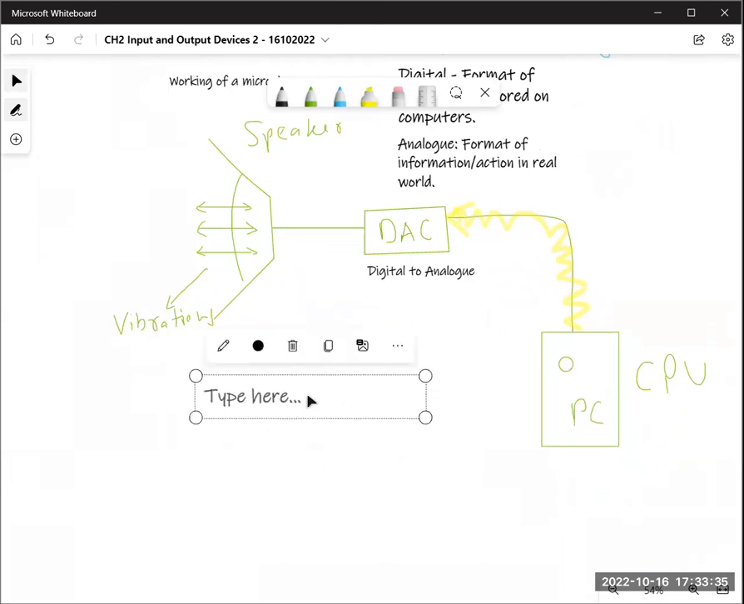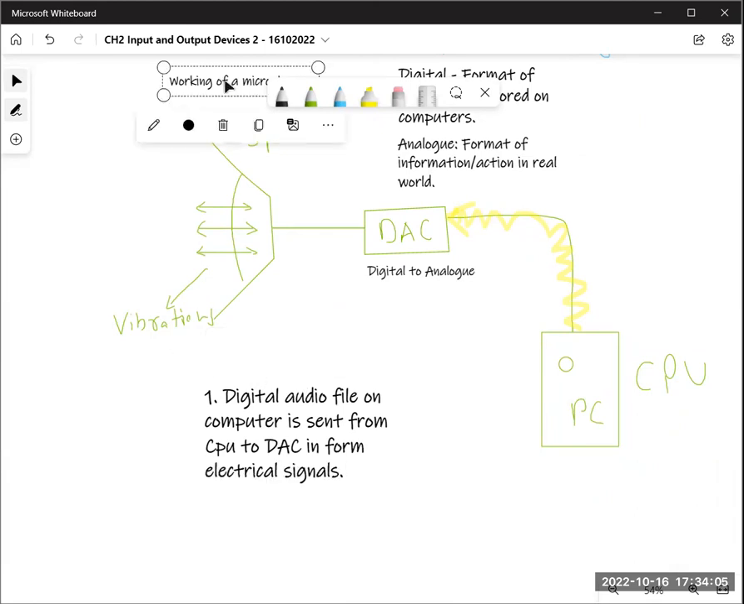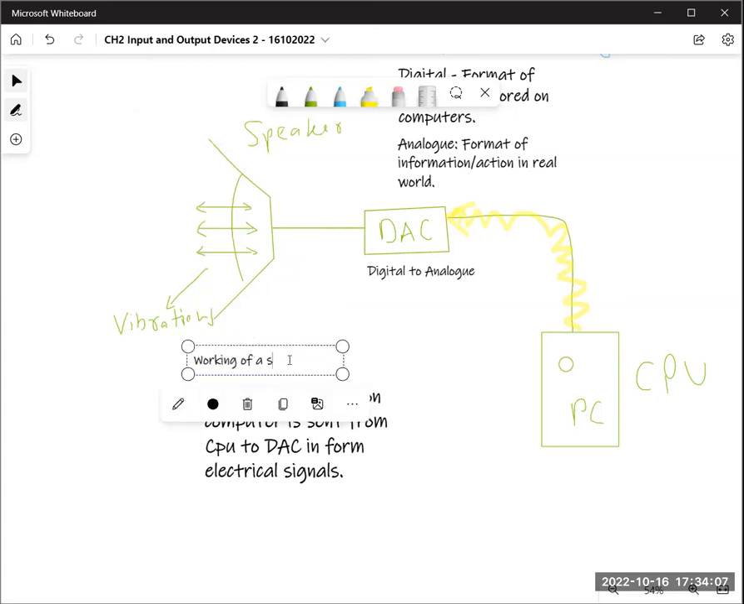I'll give you 3 points here. 1, the digital audio file stored on the computer is sent from the PC's CPU to the DAC in the form of electrical signals. Write this in your notebook. Working of a speaker.